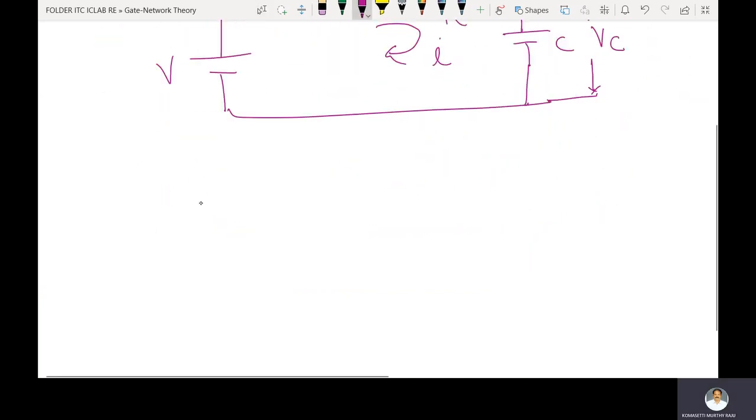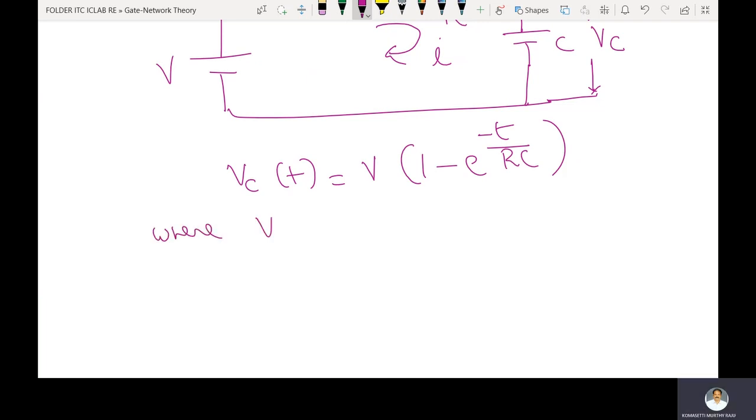In the last video, I already derived the voltage across the capacitor. Vc of t is equal to V into 1 minus e power minus t by R into C, where V is called the source voltage. R into C is equal to tau, called the time constant of the circuit.